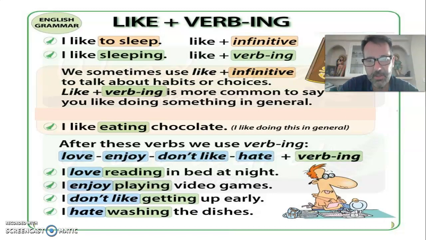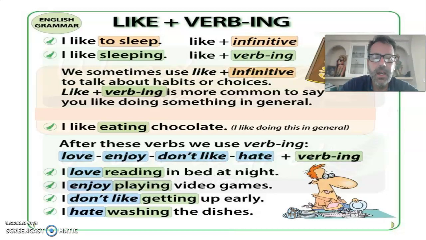That means I'll eat it very often. I would love to eat it very often. I like eating, I love eating chocolate. I mean, that's the most. I'm eating chocolate almost every day. Here we're talking about doing this in general. It means once in a while, I like eating chocolate.